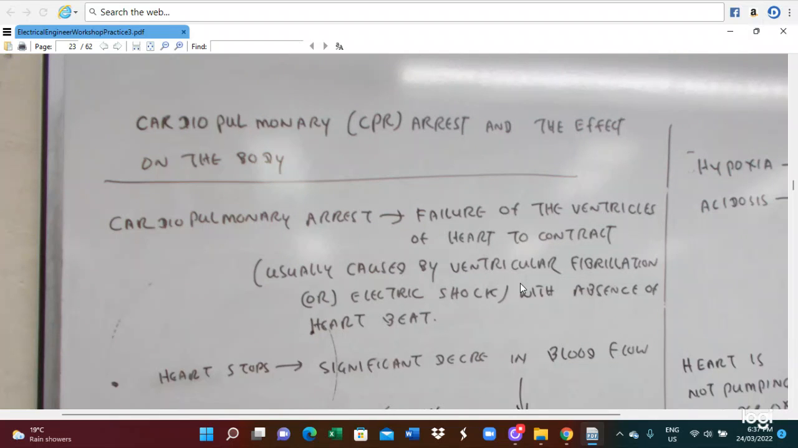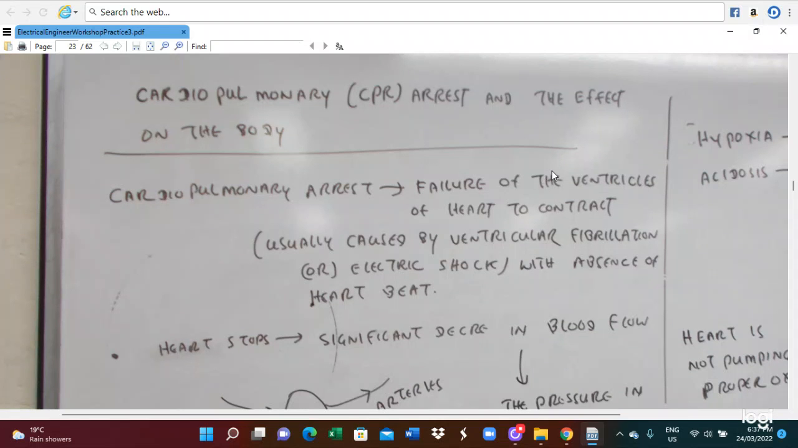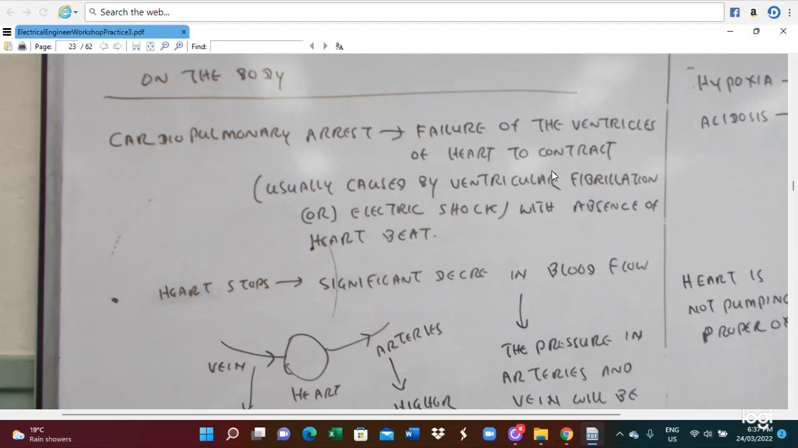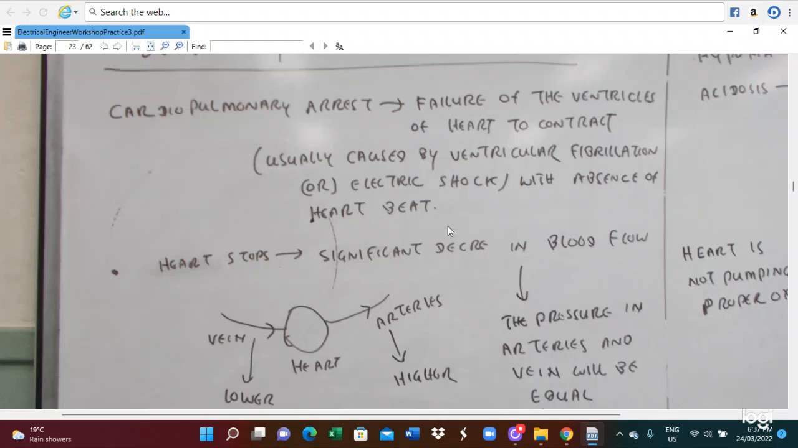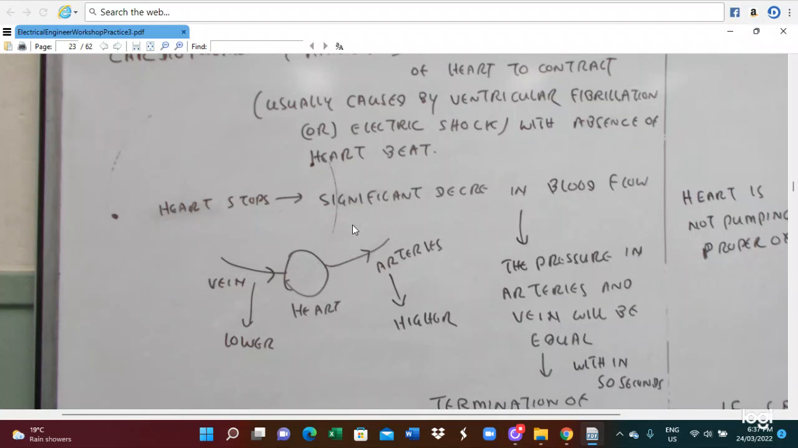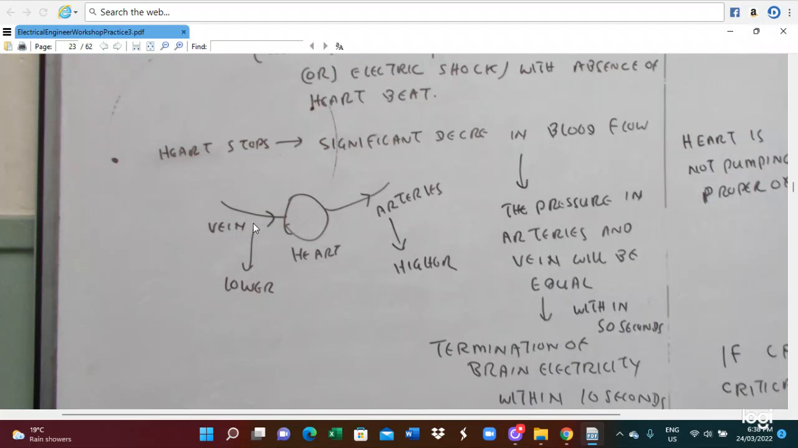CPR is for cardiopulmonary arrest, and its effect on the body. When cardiopulmonary arrest happens, there is a failure of the ventricle or the heart to contract, usually caused by ventricular fibrillation or electrical shock, with the absence of a heartbeat. When the heart stops, it causes a significant decrease in blood function. Normally, the veins are low pressure, and the heart pumps blood into the arteries.